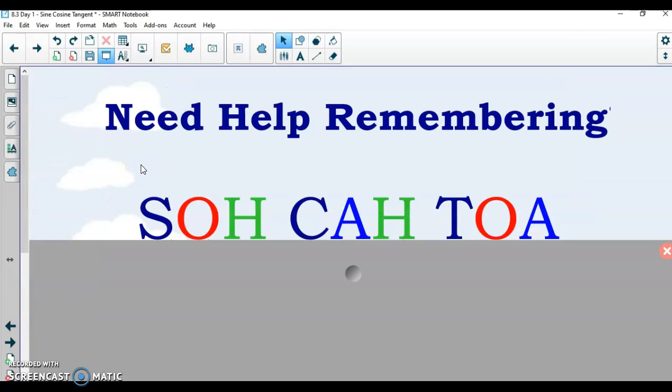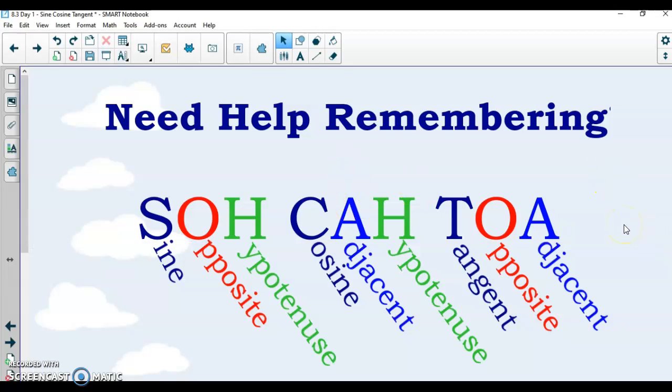SOHCAHTOA is a shortcut way of remembering the trig functions. It's basically just an acronym. S stands for sine, O is opposite, H is hypotenuse, and A is adjacent. So this phrase just helps you remember how those different trig functions are set up. Sine is opposite over hypotenuse, cosine is adjacent over hypotenuse, and tangent is opposite over adjacent.